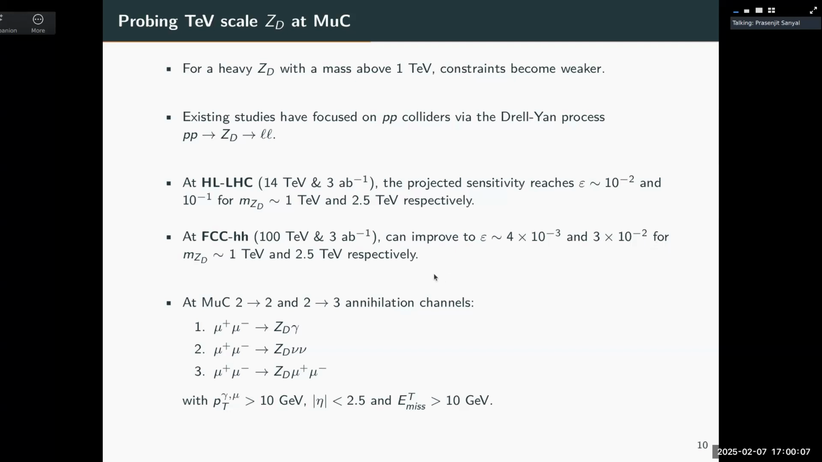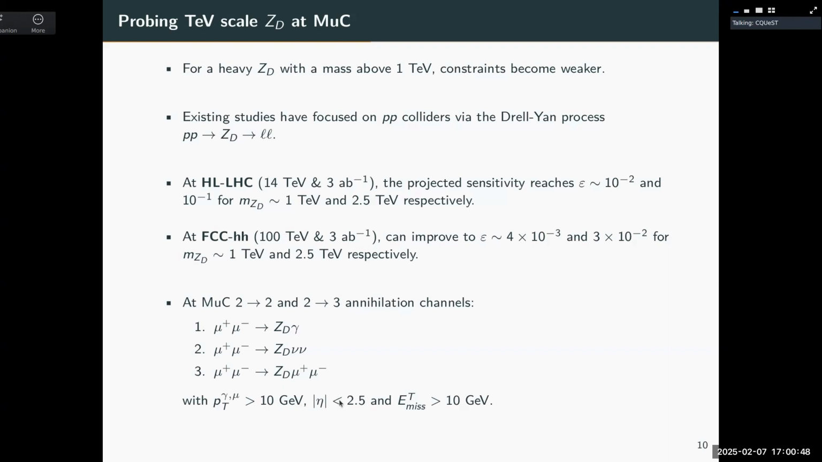So at a muon collider, we can have 2 going to 2 or 2 going to 3 annihilation channels. These are some of the annihilation channels which I have looked into. The first one is the dark Z production in association with a photon. The second one is the dark Z production along with neutrinos. And the third one is the dark Z production along with muons. To trigger events, we require a minimal cut, like the photon and the muons to be at least 10 GeV, and the pseudorapidity eta should be within 2.5.